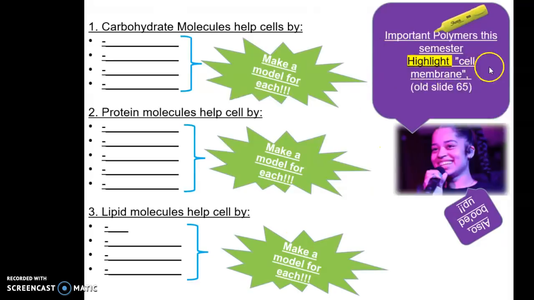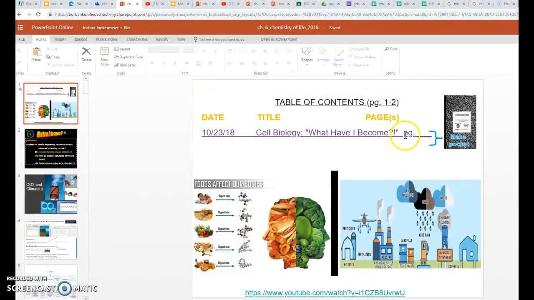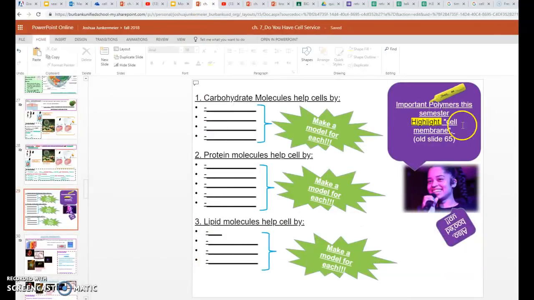All right, next, do you remember this slide? We are learning about cell membranes and what they do, what function they have for the cells. So go back to your old slide 65 and highlight cell membrane in the What Have I Become old chapter. So go to What Have I Become, slide 65, and highlight the word cell membrane.